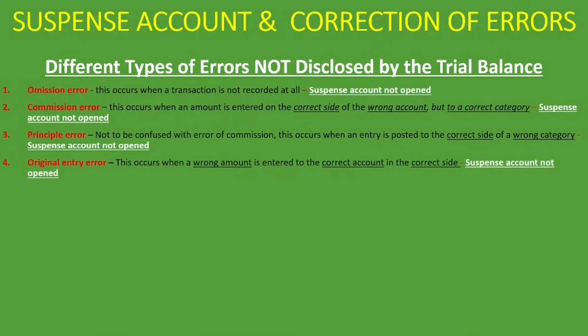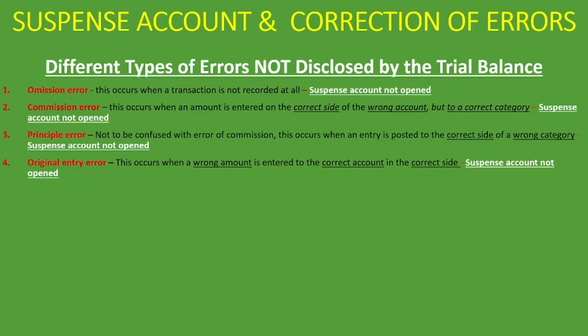Here it is the original entry error, or error of original entry. This occurs when a wrong amount is entered to the correct account on the correct side. So the only thing which is wrong here is the amount that you are dealing with. And in this case, the suspense account is not opened. So you can see clearly here, with the 4 errors we've looked at, we don't open the suspense account. You have to pay careful attention to the errors and note which one necessitates the opening of the suspense account. But original entry error is one where the amount is incorrect, but everything else is correct.